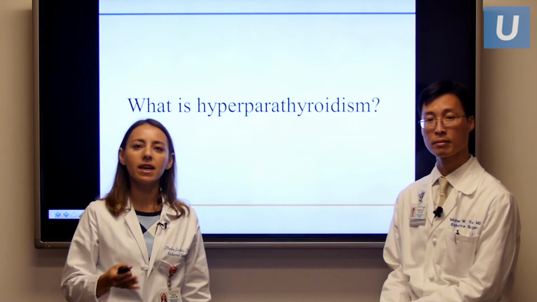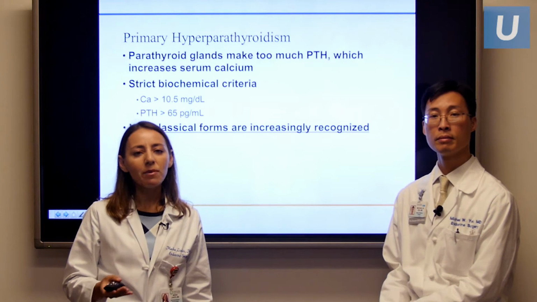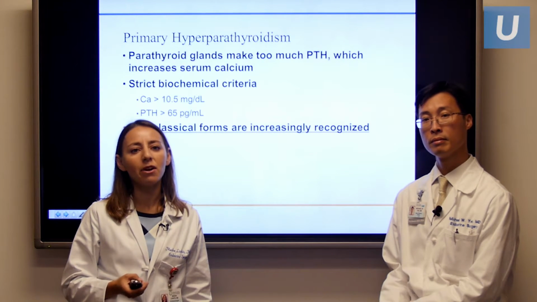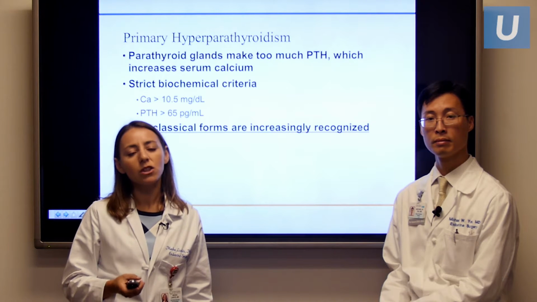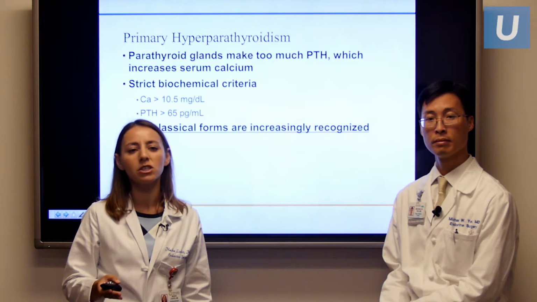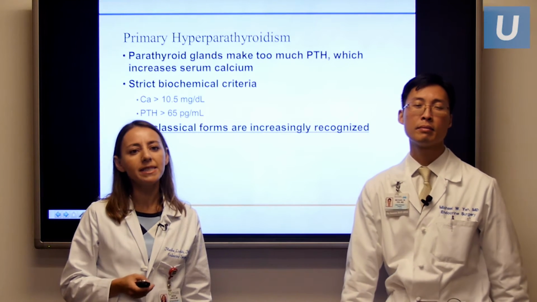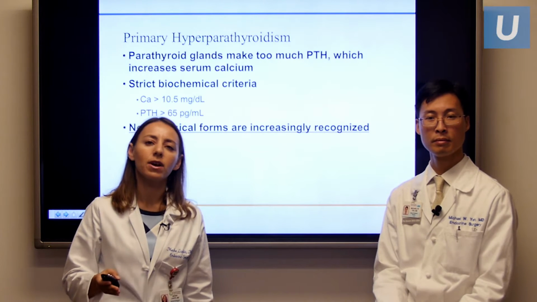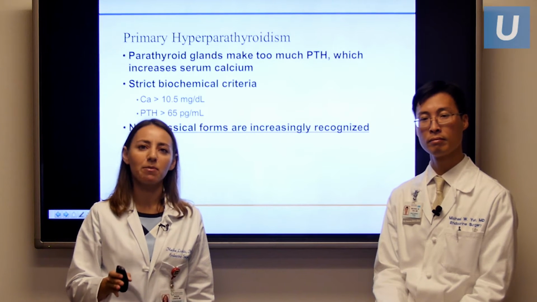So then this gets us to the next important point. What is hyperparathyroidism? Primary hyperparathyroidism, which is the most common form that most patients will have, is when the parathyroid glands make too much hormone. They produce too much PTH, and this in turn increases the serum calcium. There's a certain biochemical criteria which has been described, which is calcium above a certain range, 10.5, and a PTH level above 65. But non-classical forms are increasingly recognized, so a lot of patients will not meet this specific criteria and will still have hyperparathyroidism.